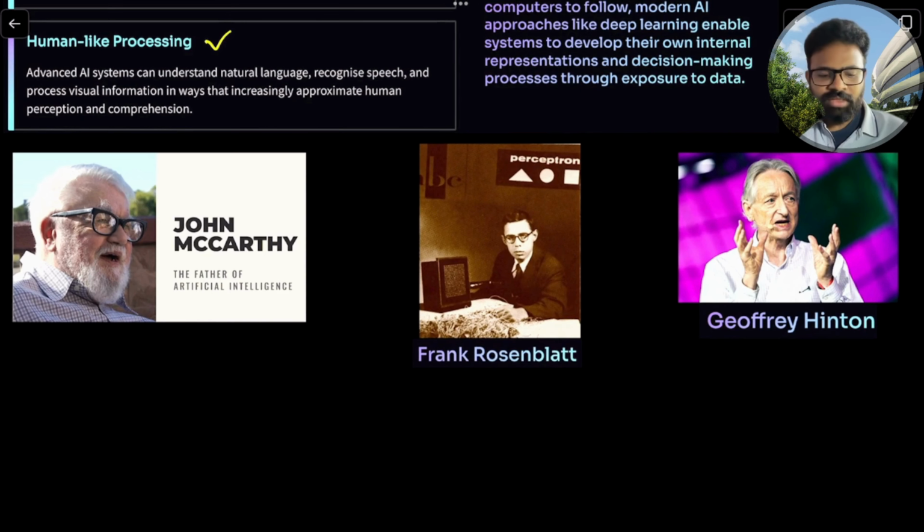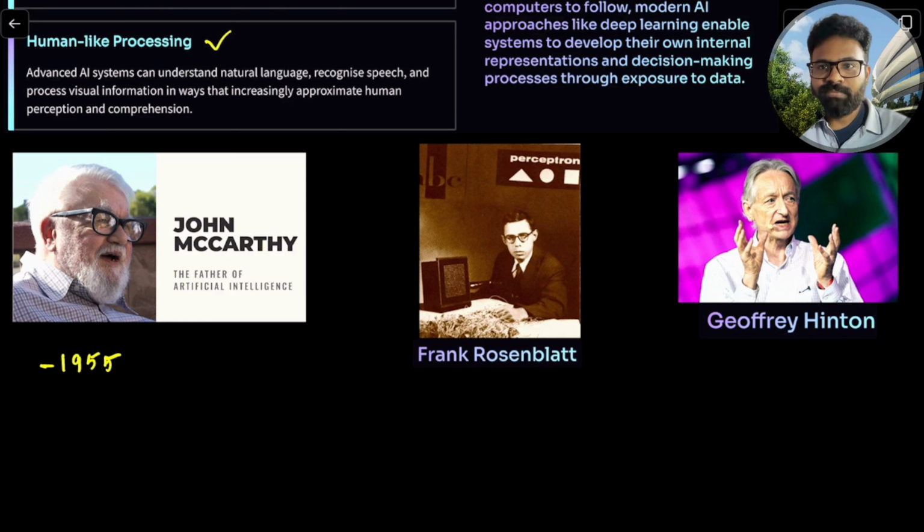Mr. John McCarthy was the first person who coined the name artificial intelligence. He termed it around 1955. He was working in his tech lab, handling neuron models, and at that point of time he coined the term artificial intelligence.